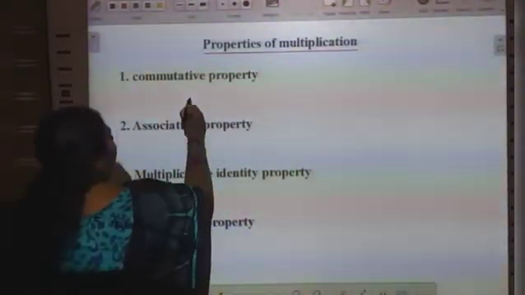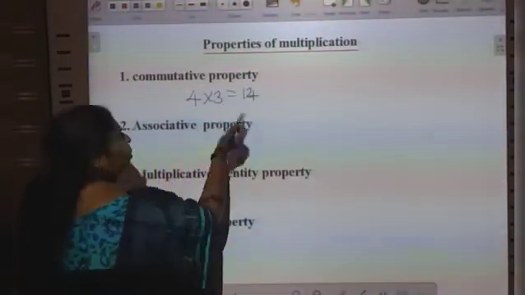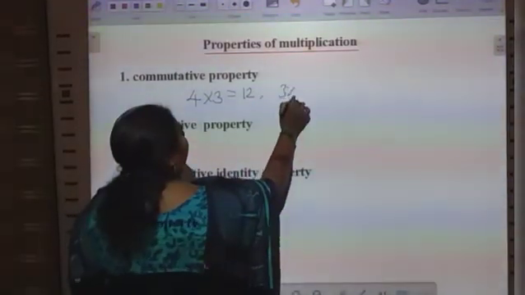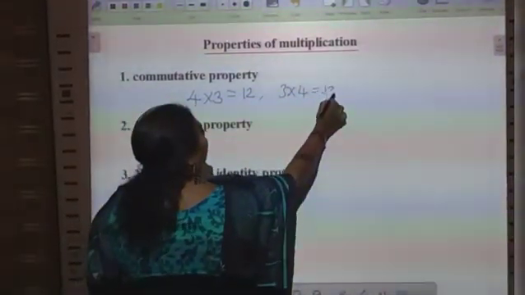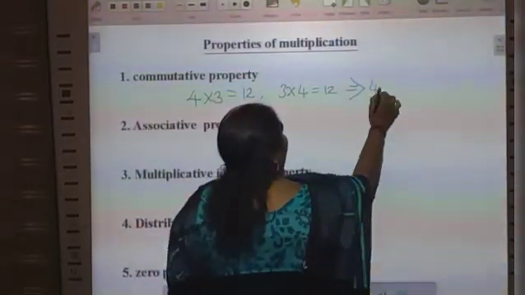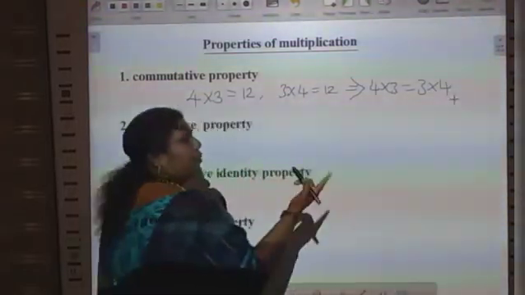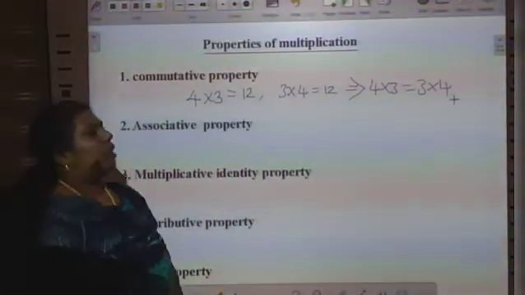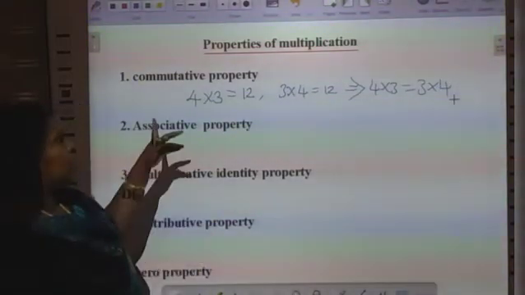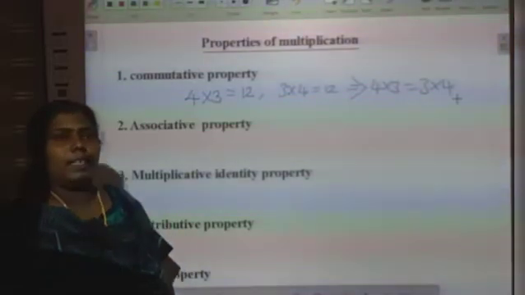For example, 4 into 3 equals 12. Now I am going to change the order: 3 times 4. 3 4s are 12. So 4 into 3 equals 3 into 4. If you change the order, you get the same product. Yes, so that is the commutative property, or order property.